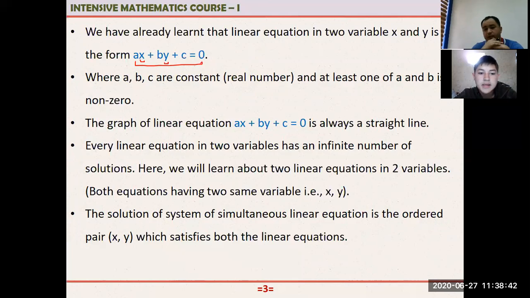Where A, B, C are constant real numbers and at least one of A and B is non-zero. At least one of A and B is non-zero.